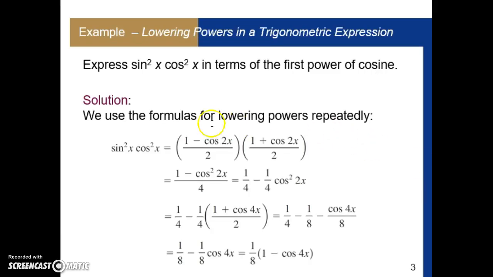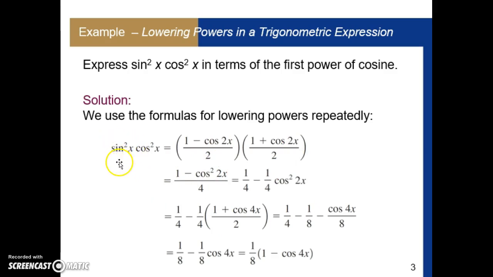So let's work an example using those power reducing formulas. We want to express sine squared of x times the cosine squared of x in terms of a lower power, the first power of cosine. So we're going to use the formulas for lowering the powers repeatedly. After the first substitution, everything beyond that is just going to be algebra. This is where it's really important that you use parentheses, that you are careful to use as many steps as you need to clean this up algebraically.